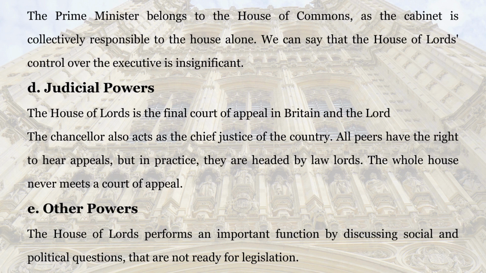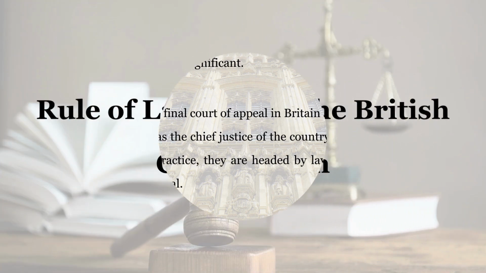D. Judicial powers. The House of Lords is the final court of appeal in Britain, and the Lord Chancellor also acts as the Chief Justice of the country. All peers have the right to hear appeals, but in practice, they are headed by law lords. The whole House never meets as a court of appeal. E. Other powers. The House of Lords performs an important function by discussing social and political questions that are not ready for legislation under the British Constitution.